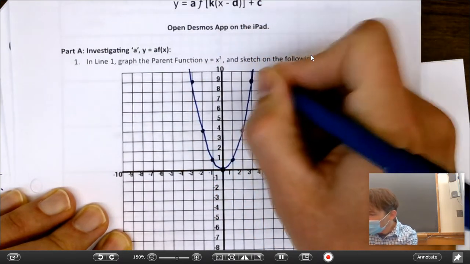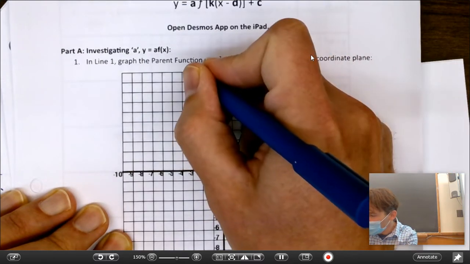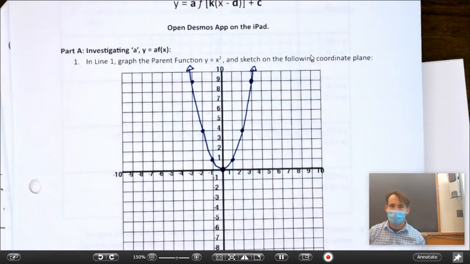Just like so. The last thing to add, arrows showing that this keeps on going to infinity in those directions and beyond. So now we've sketched it on the following coordinate plane.